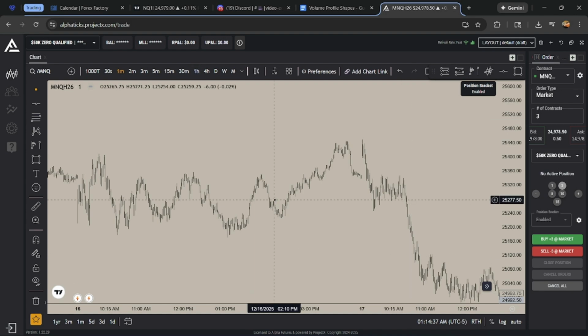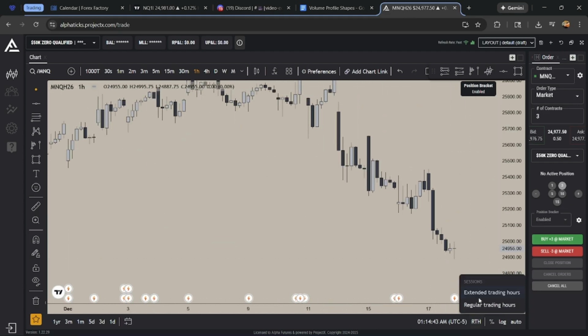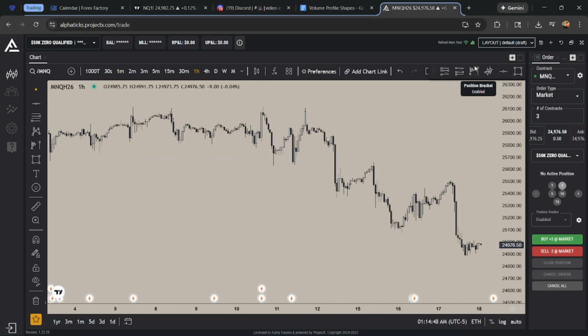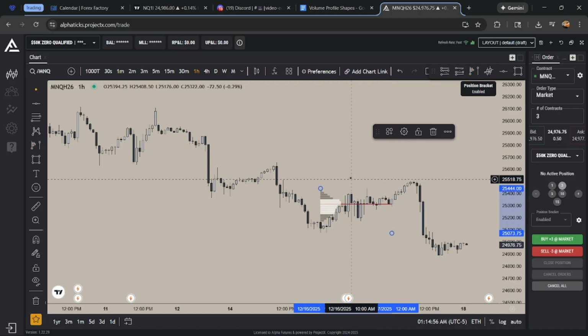So for LVNs, they're going to be a little bit different. If you want to find previous day LVNs, you're going to want to go on the 1 hour time frame, and you're going to want to go on extended trading hours. So you're still marking out the previous day, but you're going to be marking out 12 to 12. So you're going to go the start of 16 to the end of 16. So 12 to 12, okay?